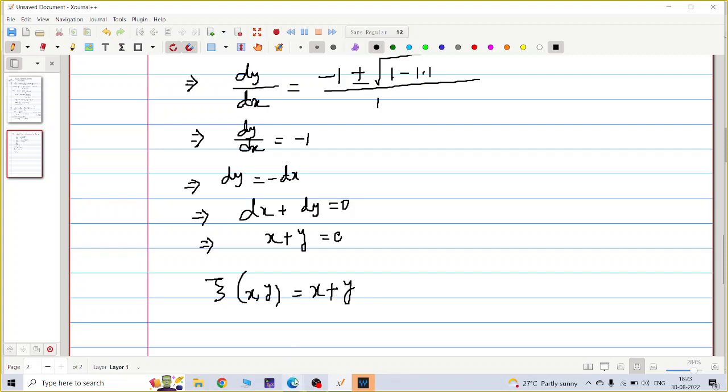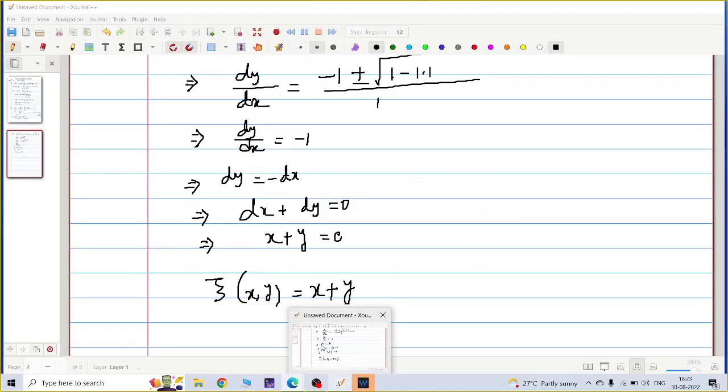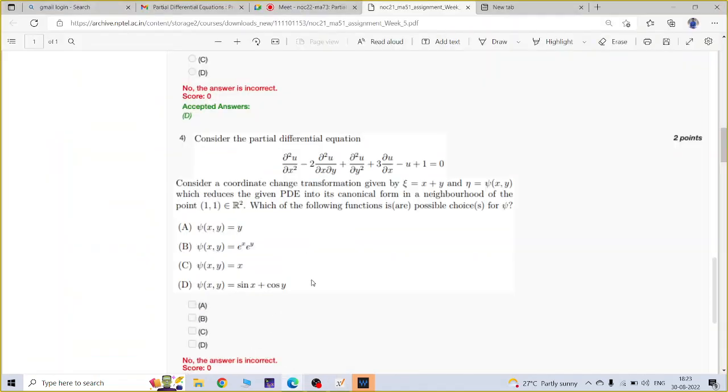The question is, the coordinate assumption is given by xi equal to x plus y and eta equal to psi. Already I found xi. That is my equation. Now what is eta? Can you tell what will be the possible thing for eta? What is the condition for that? Anyone? Otherwise I will tell. Let me show you the question. Xi I found is x plus y.